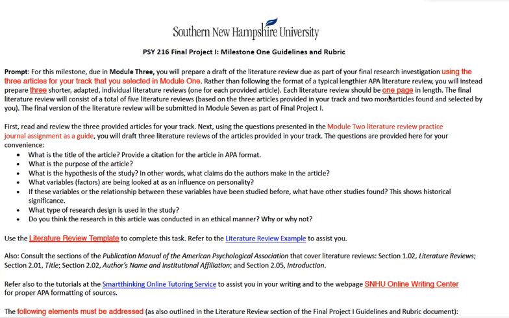I also want to point out that your literature reviews are not typical lengthy APA reviews. They're actually going to be short, targeted, adapted literature reviews. And you're going to submit three of them, one for each article. And each one should be about 1 page in length.